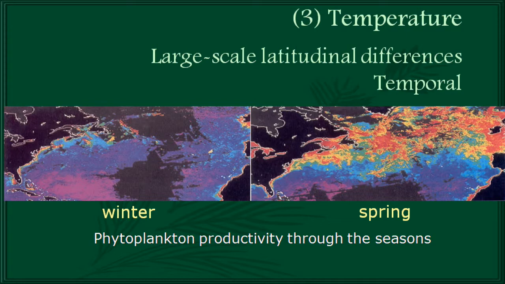Come spring, when it's warmer, then you suddenly have this explosion of red in the ocean, and that's what you call your spring bloom. Of course, this also comes with more light, apart from the temperature, so they're correlated in this case.